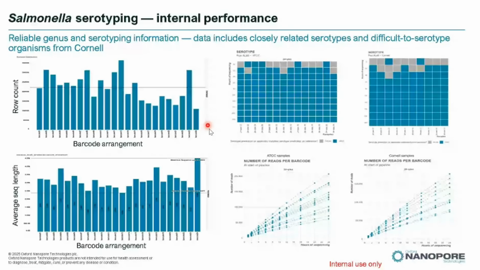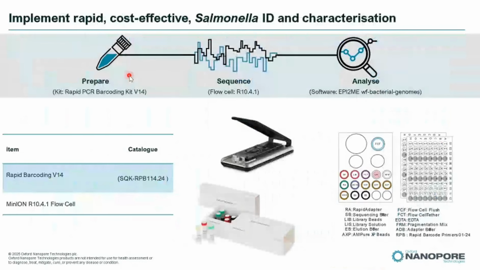So here is showing the data produced from the direct from colony sequencing. So it gives reliable genus and serotyping information. So it includes closely related serotypes, and we are able to differentiate those difficult to serotype organisms as well. Okay, so this is showing the reagents required to perform the Salmonella serotyping direct from colony consumables.